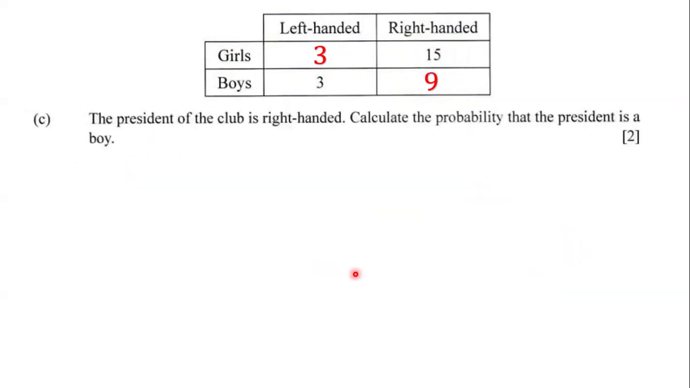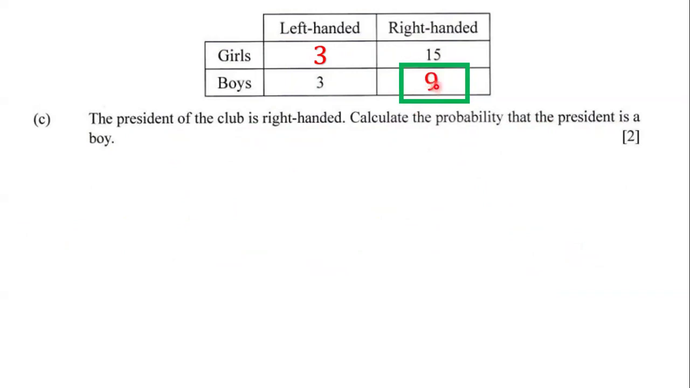Next, it says that the president of the club is right-handed. Calculate the probability that the president is a boy. Again, the president of the club is right-handed. Calculate the probability that the president is a boy. And so we have 9 boys that are right-handed.